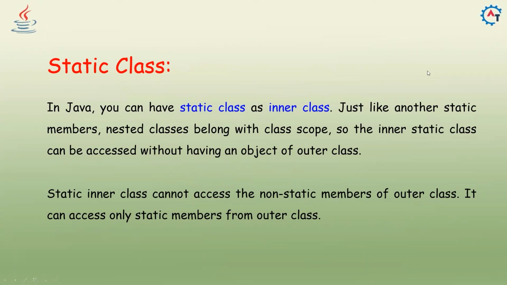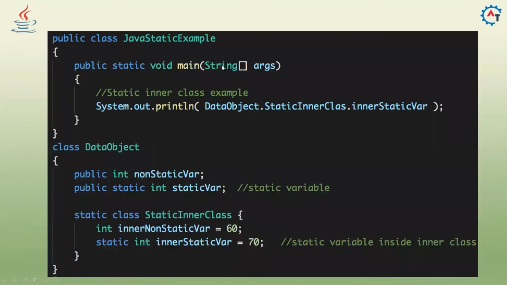Static inner class cannot access the non-static members of the outer class. Okay. Non-static members, you cannot access from the outer class. It can access only static members from the outer class. Right. So how will it look?